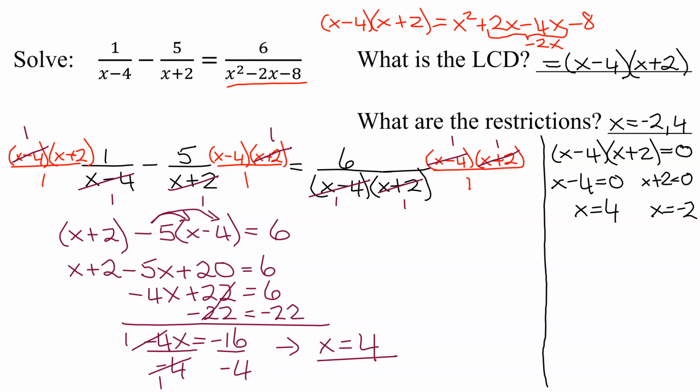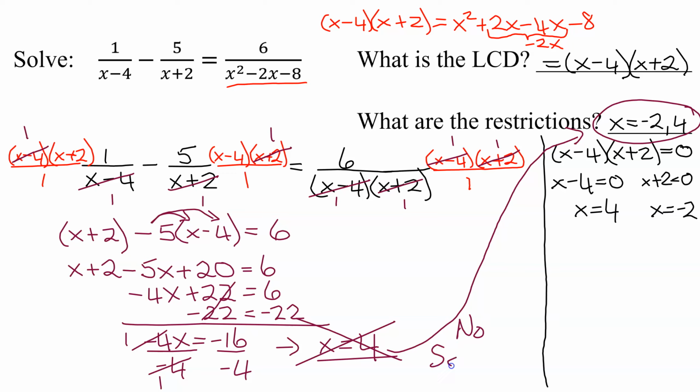Am I done? I have a solution, but no, remember you must check your solution against the restrictions. And looking at the restrictions, is 4 allowed? No, 4 is not a valid solution as it turns this denominator and this one to 0. Therefore, the only solution I got didn't work. Therefore, there is no solution to this problem.